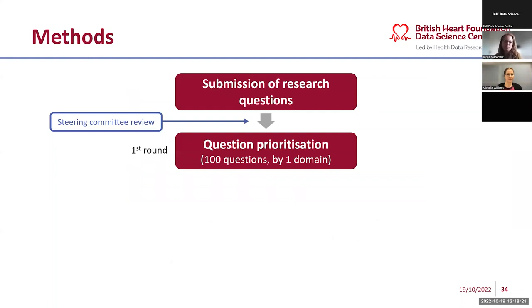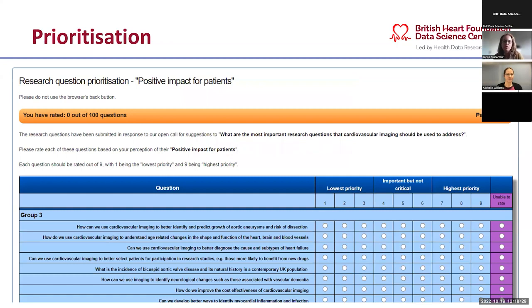So we launched the first round of prioritization at the end of June, and this ran through to the middle of August. Prioritization was carried out in an online interface called Delphi Manager, where we asked researchers and NHS professionals to rate the list of questions.